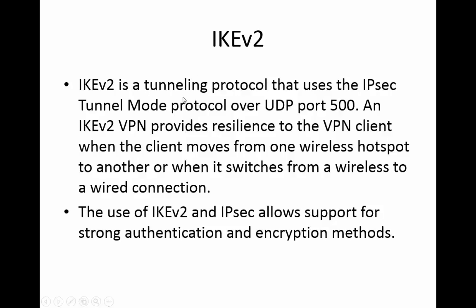IKEv2 is a tunneling protocol that uses IPsec tunnel mode. So IPsec is used again. IPsec secures the data four ways, and I've shown you the four ways: data origin authentication, data integrity, data encapsulation, and replay attack protection. So IPsec is already protecting us in those ways. And IKEv2 VPN provides resilience to the VPN client when the client moves from one wireless hotspot to another, or when it switches from wireless to wired connection.